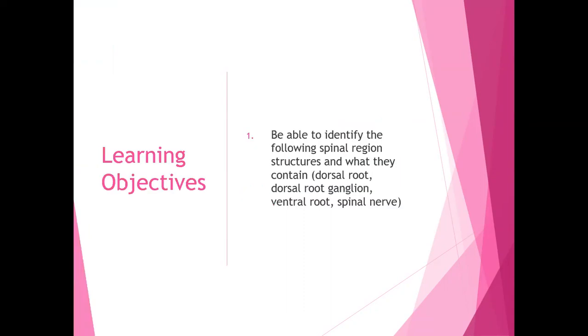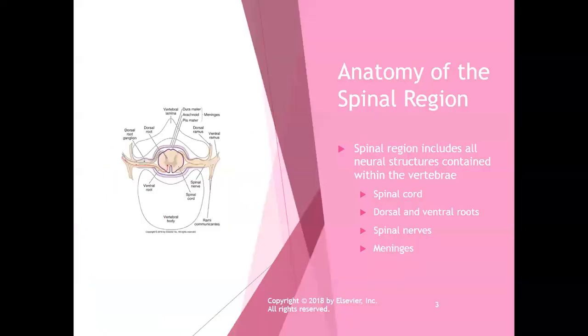That's my little warning. So for this section, I want you to be able to identify some of the spinal region structures and what they contain: the dorsal root ganglion, ventral root, spinal nerve. We've heard all these before. So, like I said, the peripheral region was all of the structures outside the vertebrae. The spinal region is all the structures inside the vertebrae. So spinal cord, dorsal and ventral roots, spinal nerves, meninges.